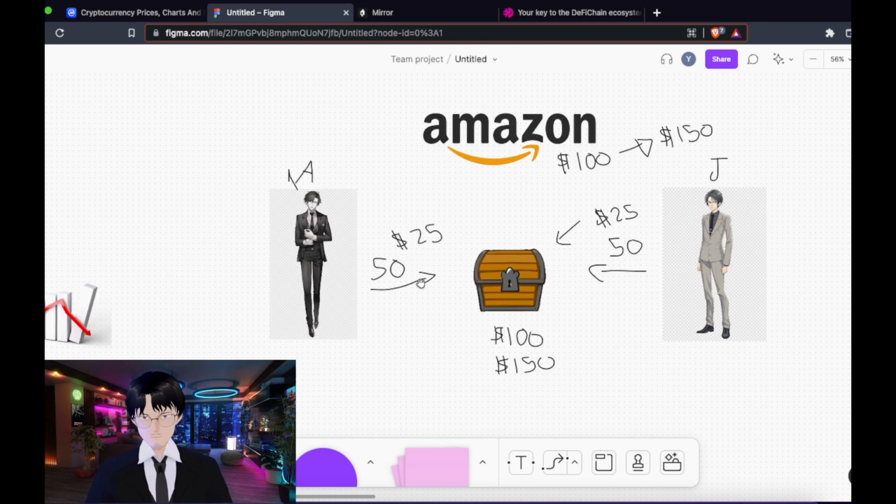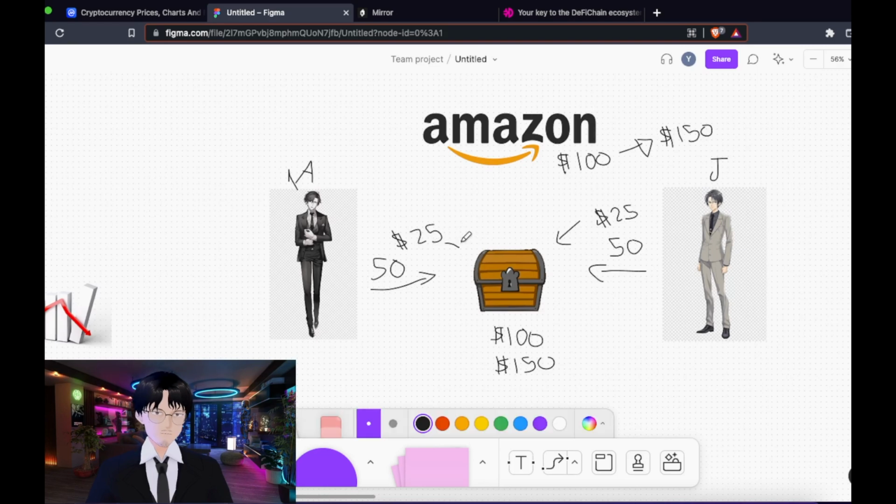If the price of an Amazon share is $100 today, then the chest is also worth $100. However, if the price of an Amazon share increases to $150, then they'll both add $25 into the chest. So $25 from Adam and $25 from Josh goes into the chest. Now, because the Amazon share is worth $150, the chest is also worth $150. So no matter what the price of an Amazon share changes to, the chest will always equal its same price.